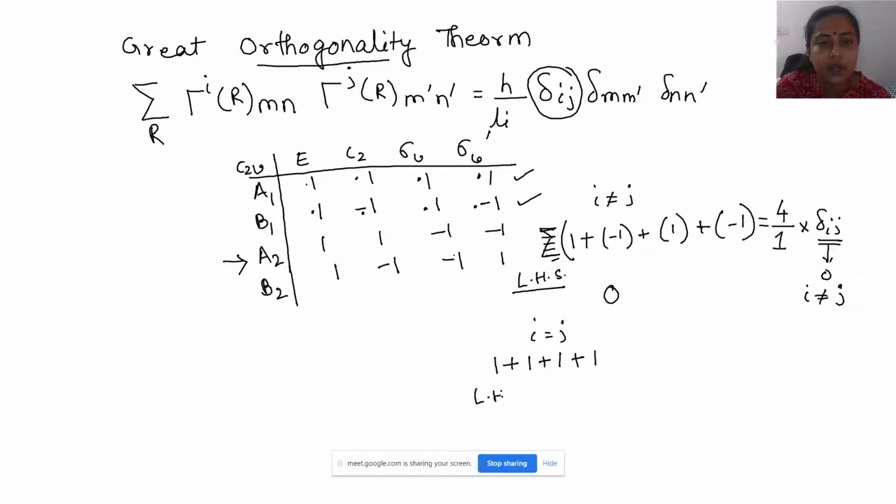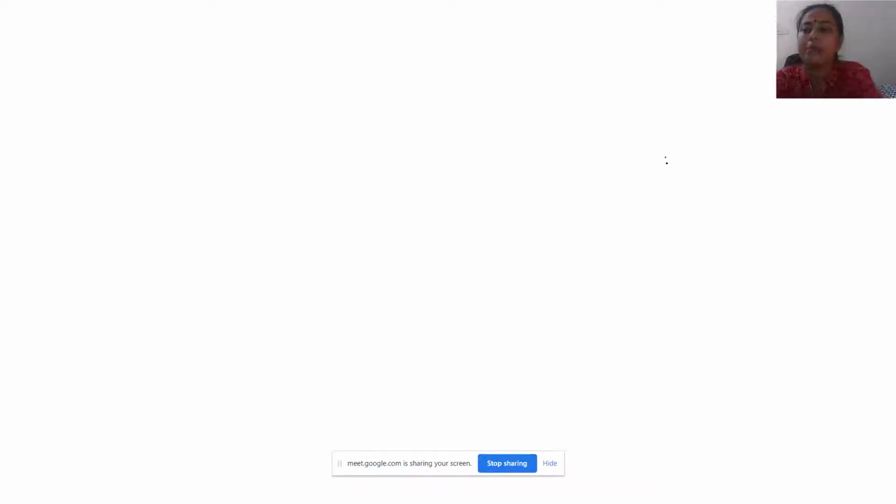So the left hand side equals 4. Now look at the right hand side. Here h equals 4, l_i is equal to 1, and as i equals j, delta ij is 1, delta m m prime and delta n n prime are 1. So this is coming to be 4. So hence we establish the Great Orthogonality Theorem. To explain the m m prime and the n n prime, let us consider another representation, that is C3v. Even we can consider D2. So let me consider D2.